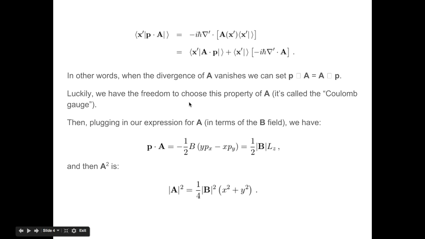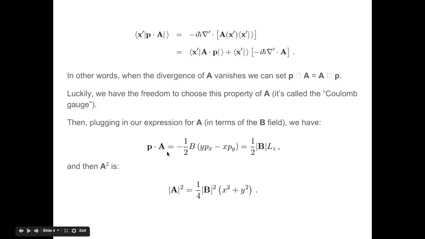And luckily, if you remember from E&M, you always have a freedom in the choice of the gauge that you choose for your vector field, right? The gauge where the divergence of the vector potential vanishes is called the Coulomb gauge, and it's typically the one that you work in. But there are other possibilities, and maybe you've had fun exploring those in your E&M class. Okay, but for us, let's just work in the Coulomb gauge, because then this thing will vanish and we can combine those two terms in the Hamiltonian.